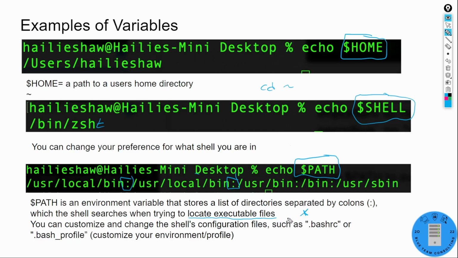Maybe some terminology to be familiar with is the .bashrc or your bash profile. This is where you can customize your environment and your profile within Linux. So if you want to cat these out and take a look at what your current settings are, it would give you a stronger understanding of your profile that's currently set. Just wanted to make you aware of home, shell, and path, and give you some examples of variables.